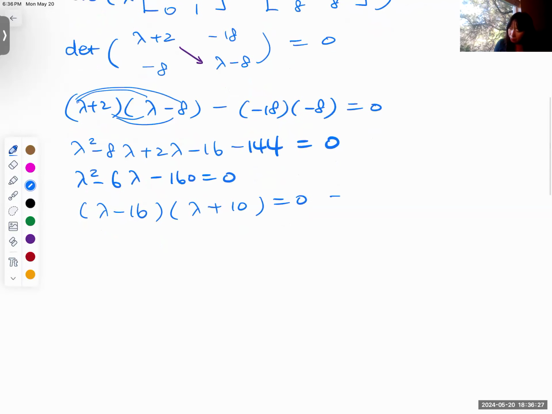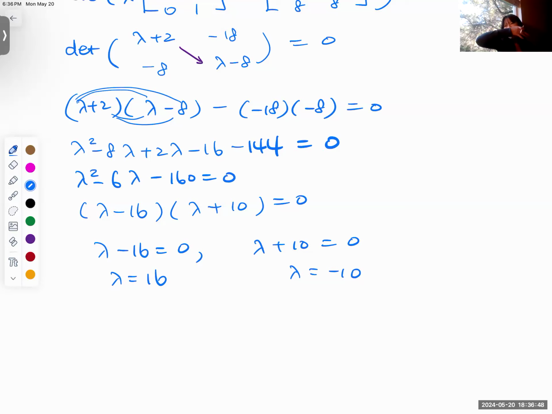Okay, this means lambda minus 16 equal to 0, lambda plus 10 equal to 0. So lambda equal to 16 and lambda equal to -10. All right? Those are the eigenvalues. Okay, number 2.